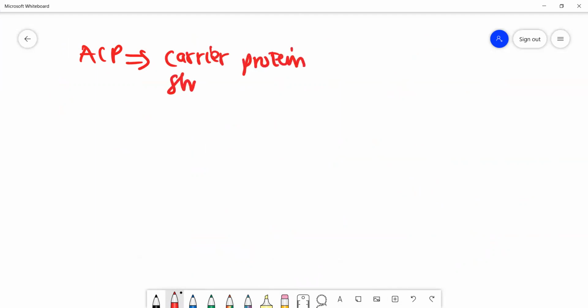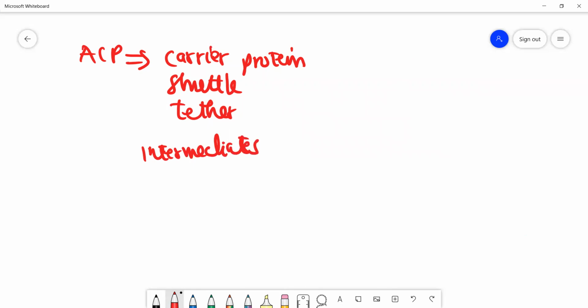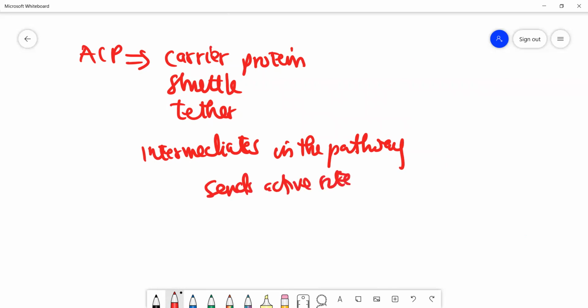Then you see a shuttle, and then elsewhere you see that it is called a theta. So this is the work that it does. It holds on to the intermediates in the pathway. It carries them and then sends them to the active sites. So that's the job it does. It carries the intermediates and then sends them to a different active site.